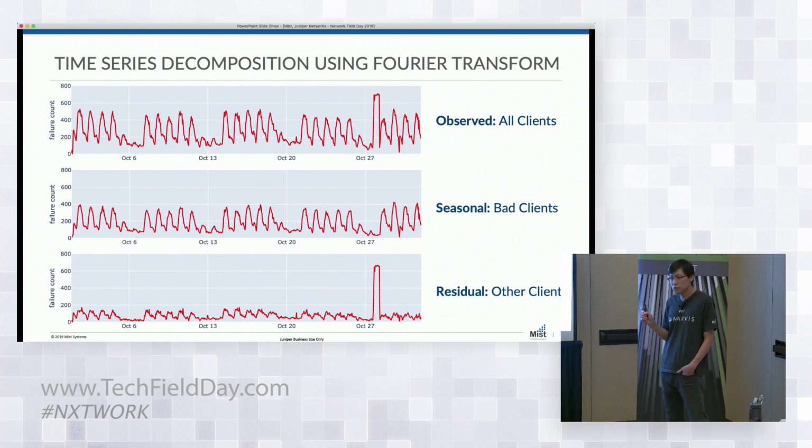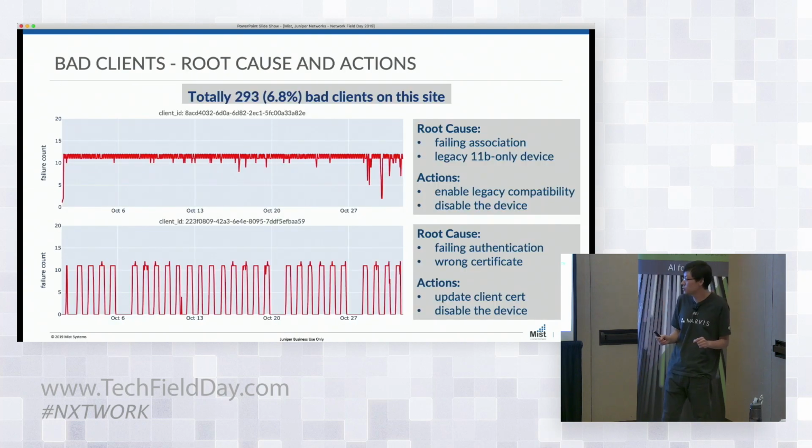In the seasonal signal, you can see the pattern in the middle graph is very regular, with both daily and weekly seasonality, right? So the weekend is always different from weekdays. This seasonal signal captures the failed connections from those continuously failing clients, which are the so-called bad clients from the survey. Next, let's double-click into the bad clients.